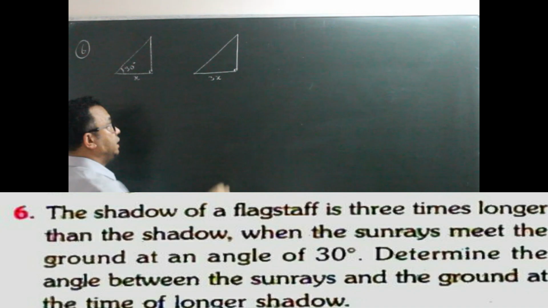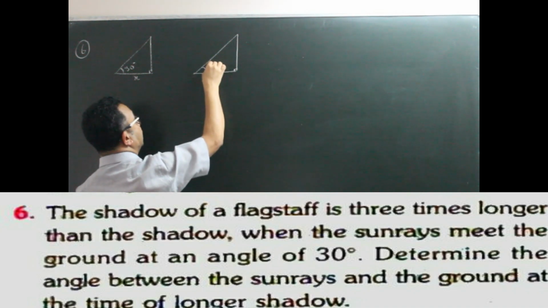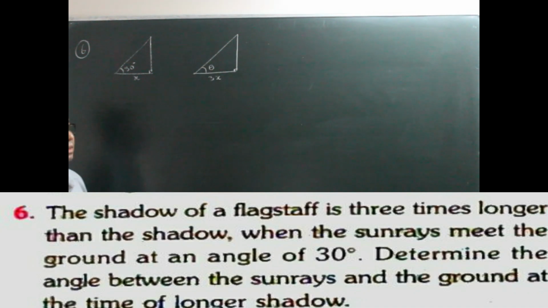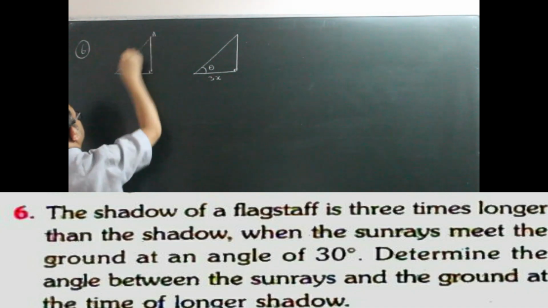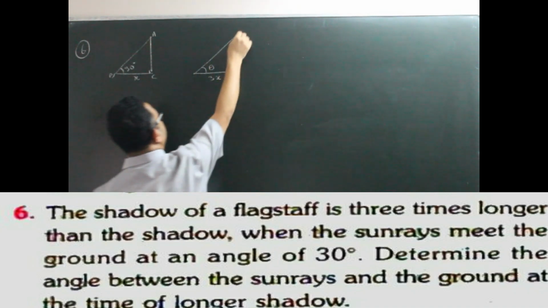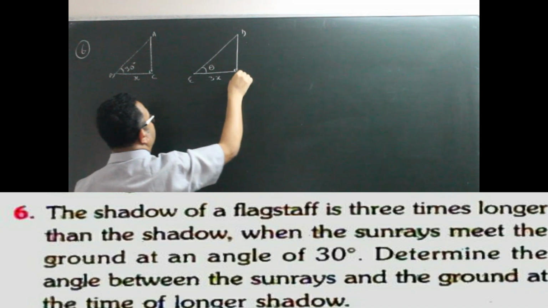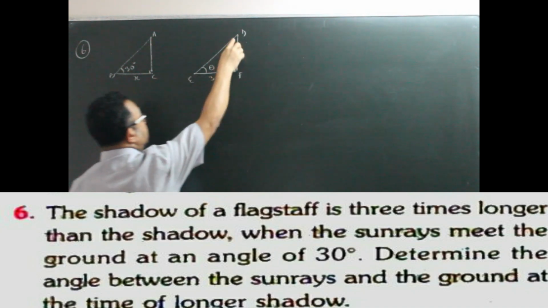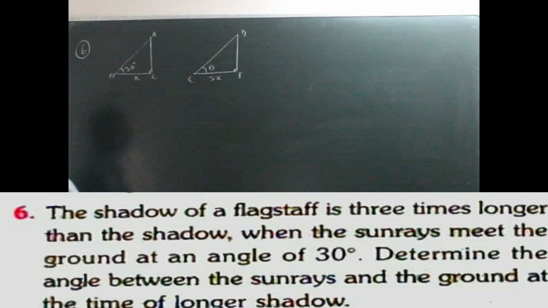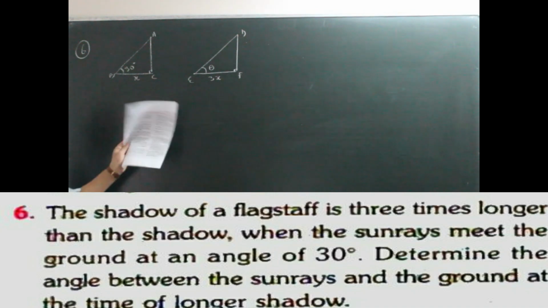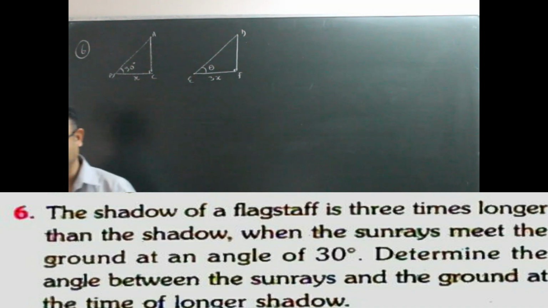And now the question is telling you what this angle will be. So I am taking that angle as theta. If you like, you can name this triangle ABC, and take the other as another triangle DEF. But in both cases the flagstaff is the same. So what is the flagstaff in the first diagram? The same flagstaff is also there in the second diagram. Alright, now let us see.